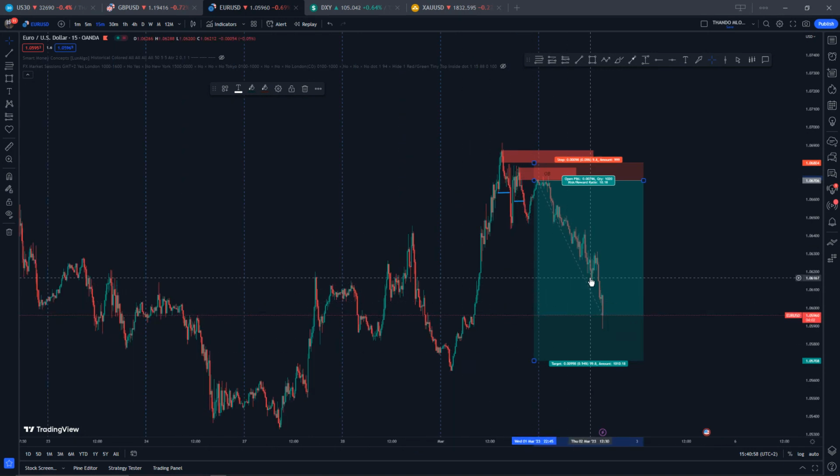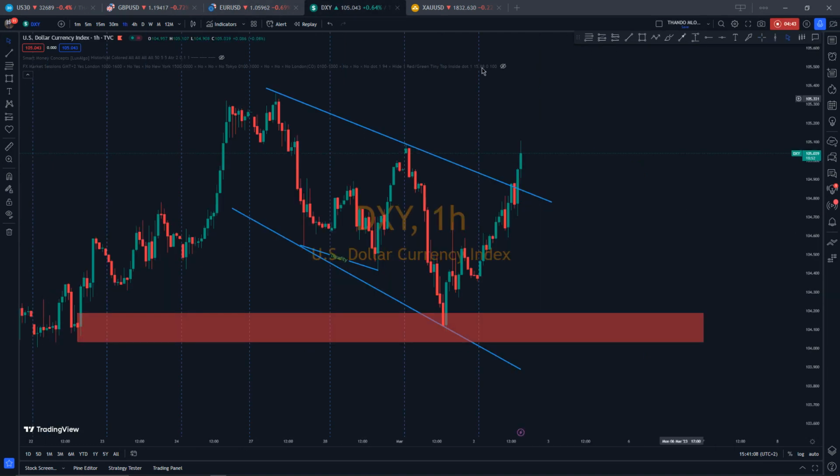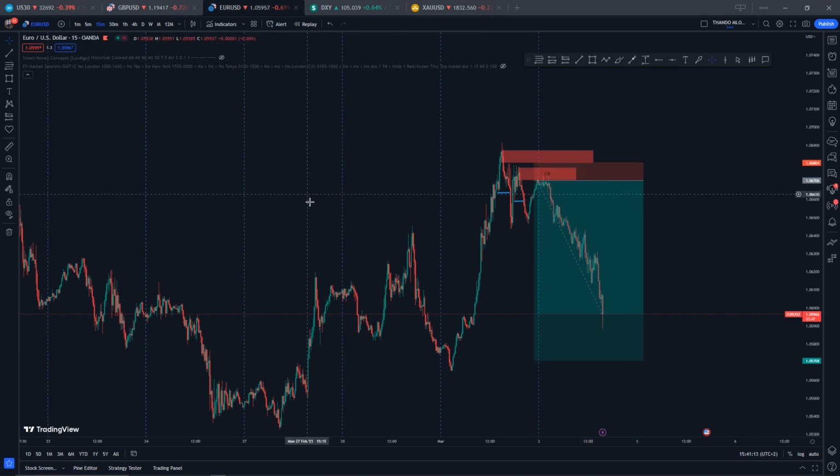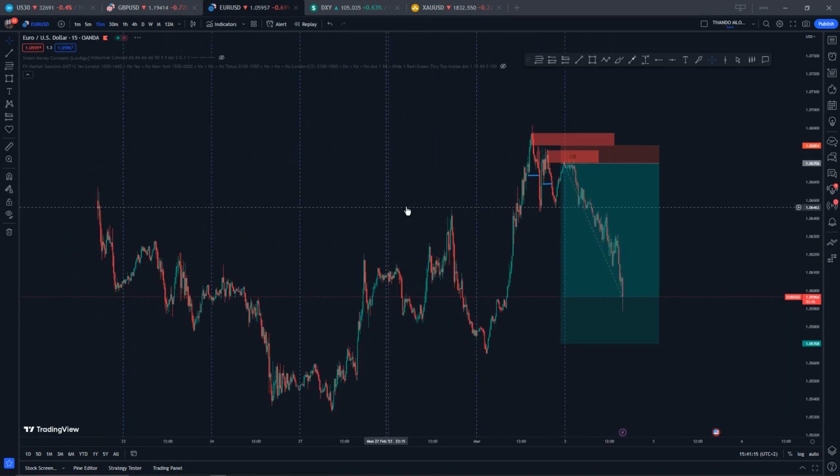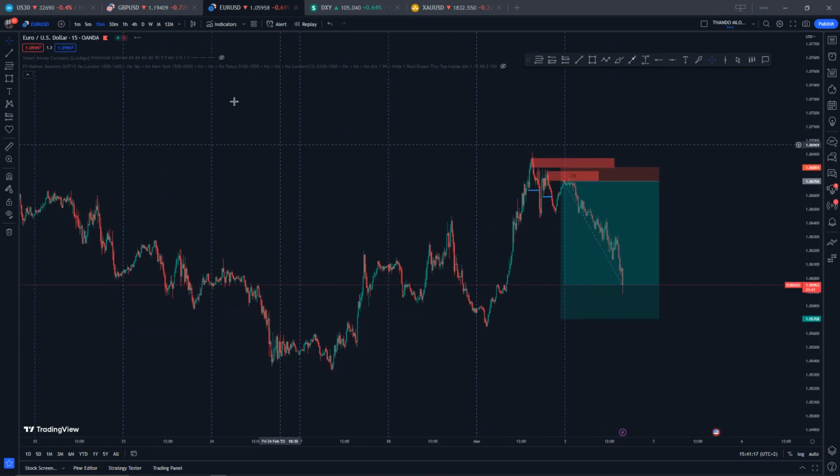But I'm sure there are other people who trade the Asian session. During the Asian session, they would have caught this trade, a beautiful trade to the downside, following what the DXY is doing in these areas, as you can see. So yeah, we can see how we can catch this trade.